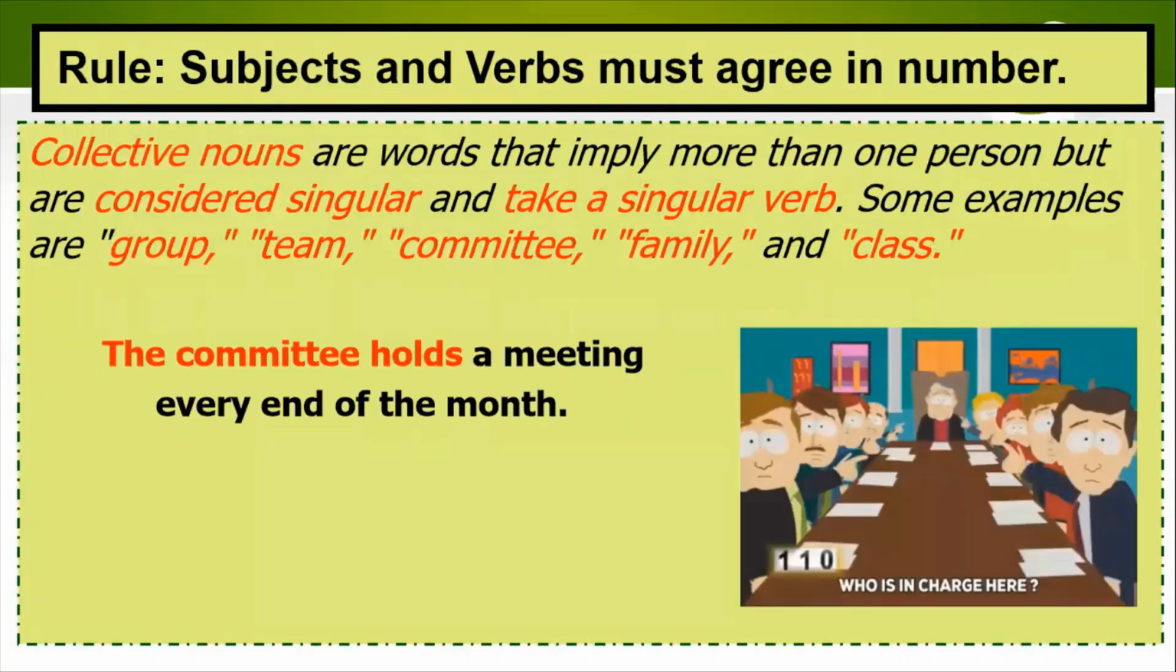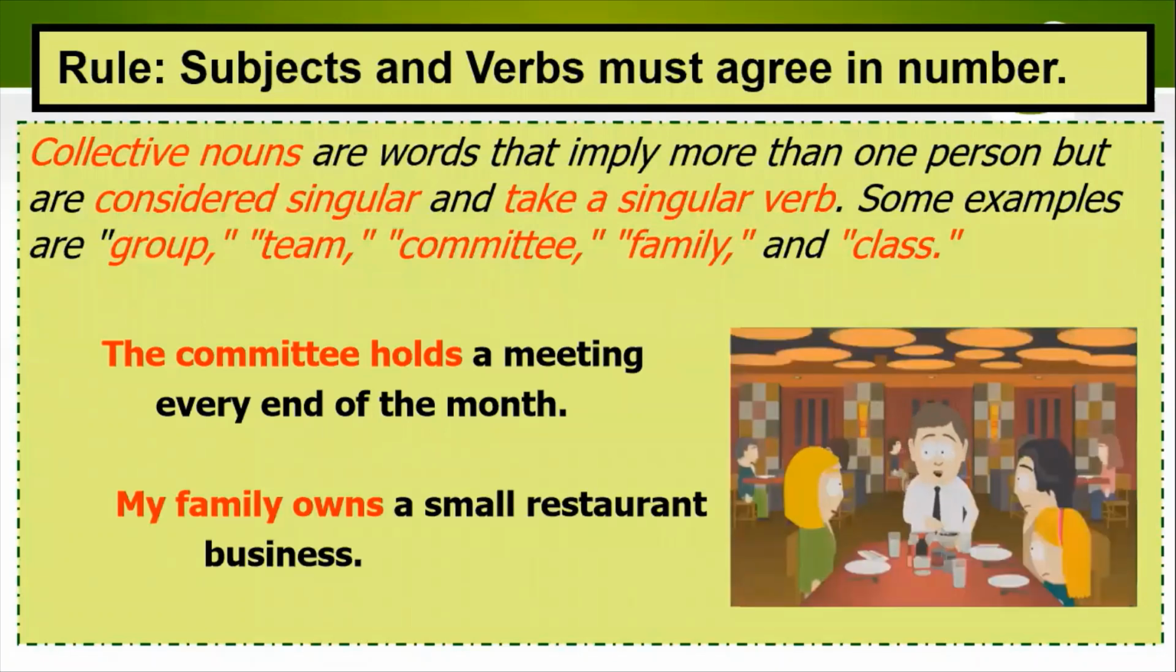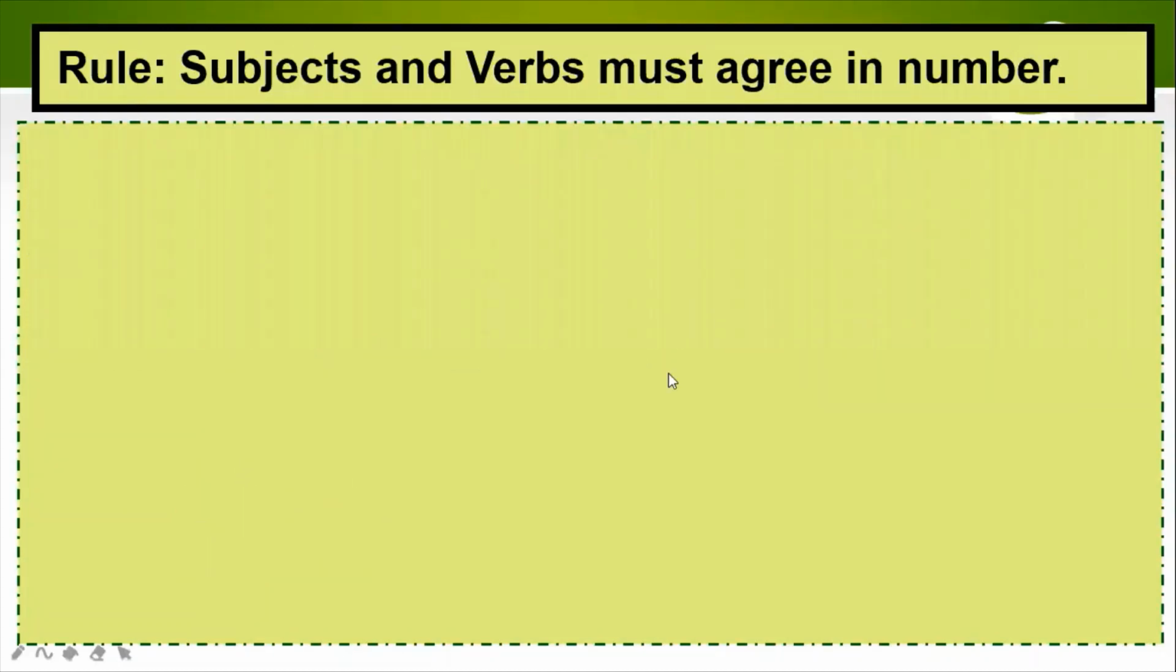For example, the committee holds a meeting every end of the month. My family owns a small restaurant business. So, committee and family, although maraming tao, pero iisa lang yung grupo nila. Okay? Pero, may pero no? Kala nyo tapos na? Take note lang guys.